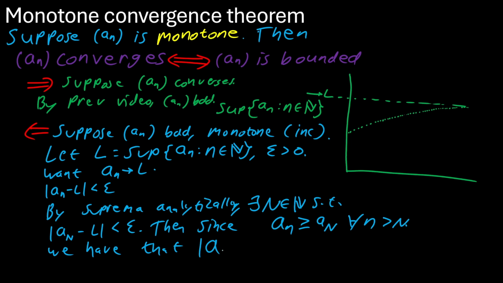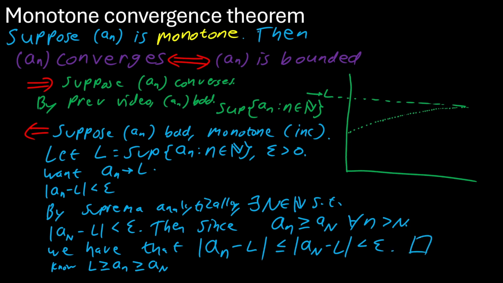So then, distance between a_n minus L, well, L is greater than or equal to every a_n. So over here, we know L is greater than or equal to a_n, and we also know that a_n is greater than or equal to a cap N. So this distance right here has to be at most |a_N minus L|, and that has to be less than epsilon. So boom, there you go.